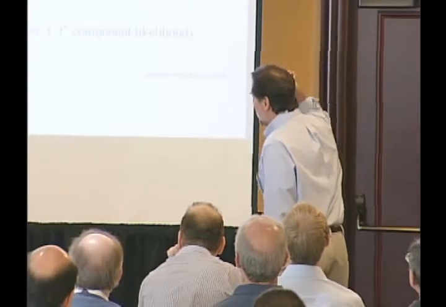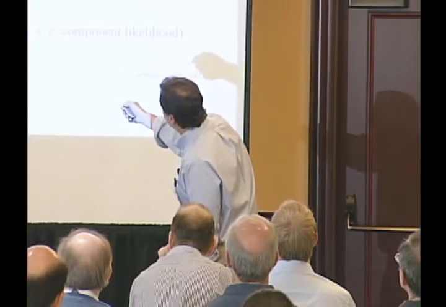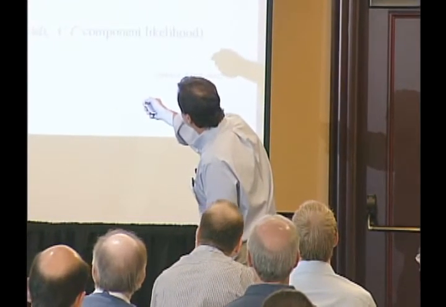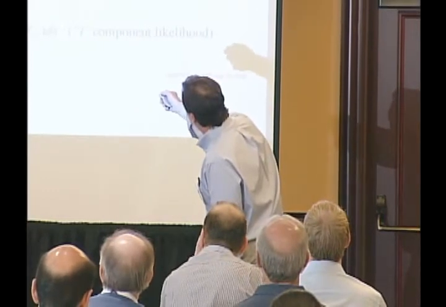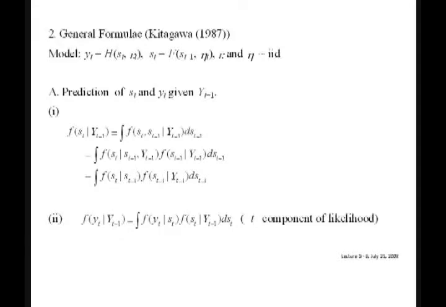Okay, so here's the model. y depends on s and epsilon. These epsilons and these etas are going to be IID, so we'll use that. S depends only on lagged s and this eta. Here's prediction. I want to know the density of little s given past values of y. And so you can use a little trick here.